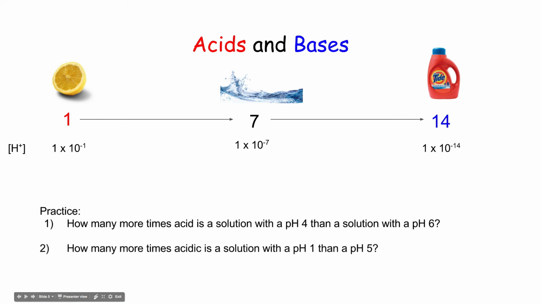Okay, try this one. How many more times acidic is a solution of pH 1 than a pH of 5? To answer this question, you would have to figure out how many jumps it is on a number line. We'd start at a pH of 5, and jump from 5 to 4, 4 to 3, 3 to 2, and then 2 to 1. That would be 4 jumps. Each jump, remember, represents a 10 times difference. So we would multiply 10 four times, and we would end up at 10,000, meaning a pH of 1 is 10,000 times more acidic than a pH of 5.